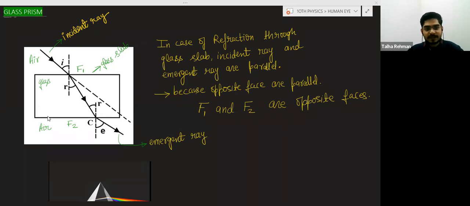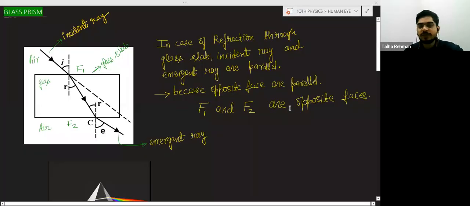And this is a glass slab, and F1 and F2 are representing, you can see this. So basically this is one face of the glass slab and this is the other face of the glass slab. So F1 and F2 are the opposite faces, you can say.